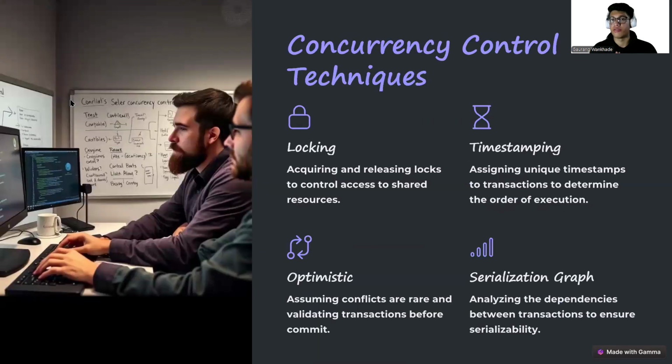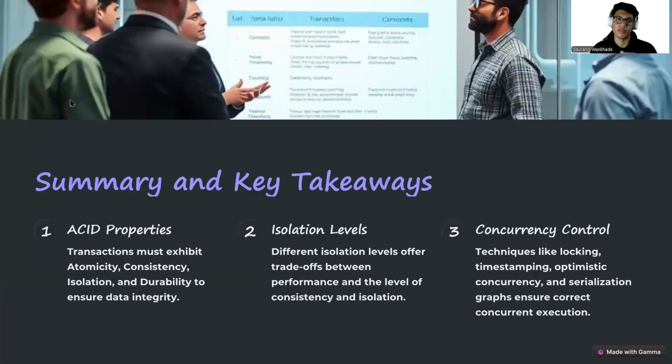This is concurrency control techniques. Acquiring and releasing locks to control access to shared resources; assigning unique timestamps to transactions to determine the order of execution; assuming conflicts are rare and validating transactions before commit; and analyzing the dependency between transactions to ensure serializability.